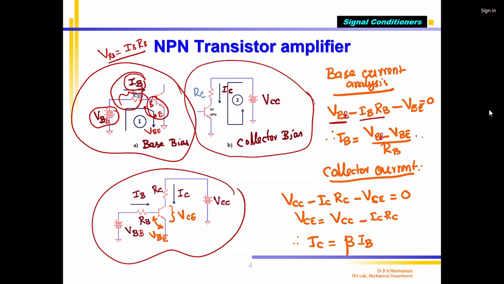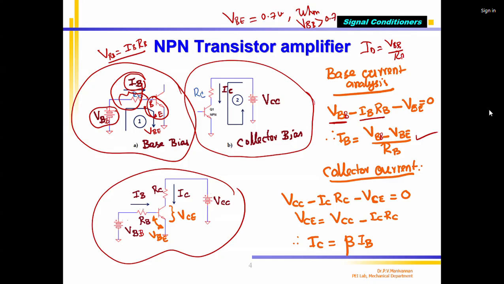This formula you remember. Previously I said base current IB equals VBB divided by RB. I just modified it because there's a base-emitter voltage. This voltage is going to be fixed. VBE equals 0.7 volts when, note down, when VBB is greater than 0.7. Note down.